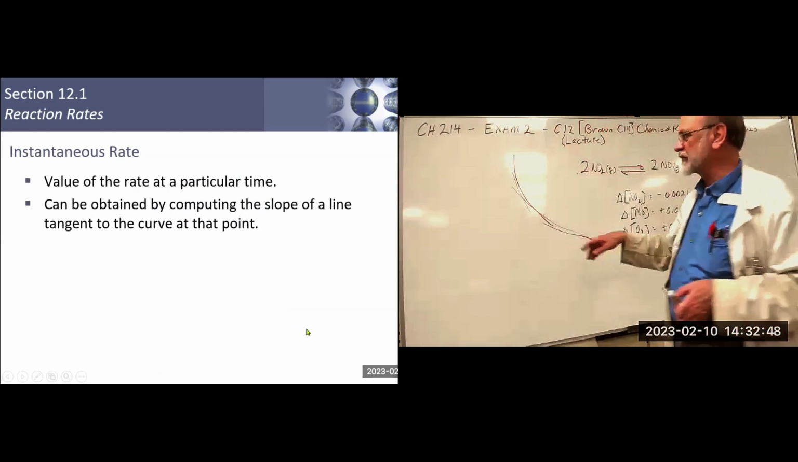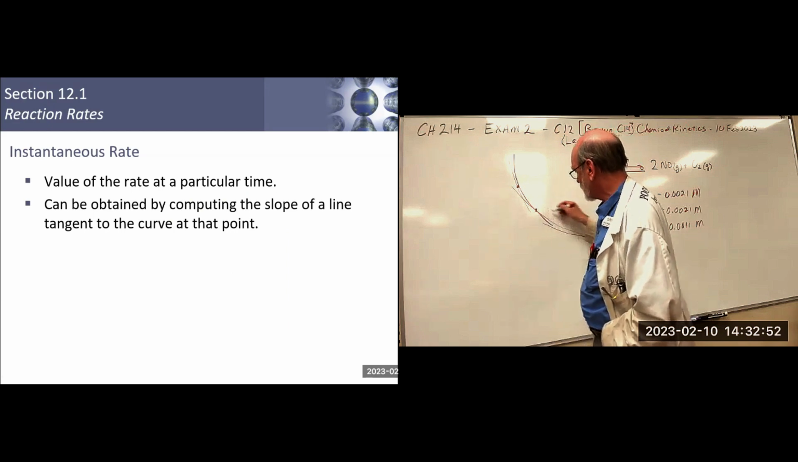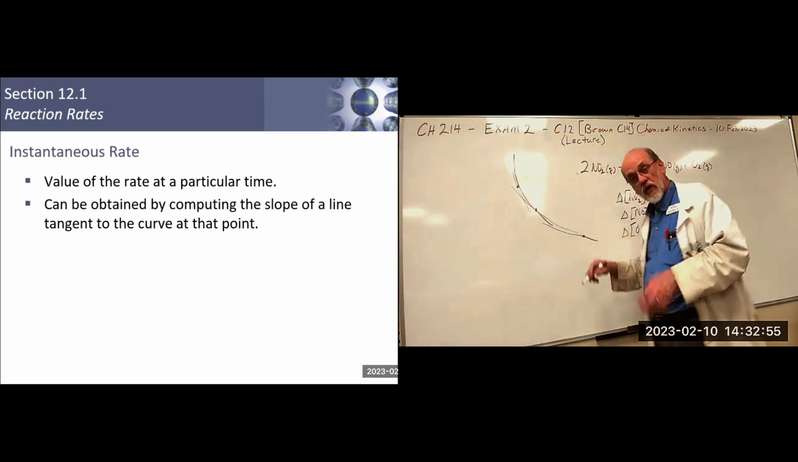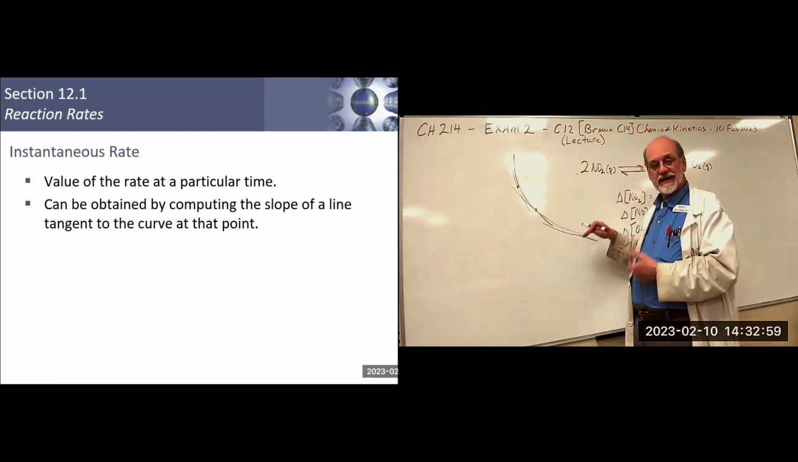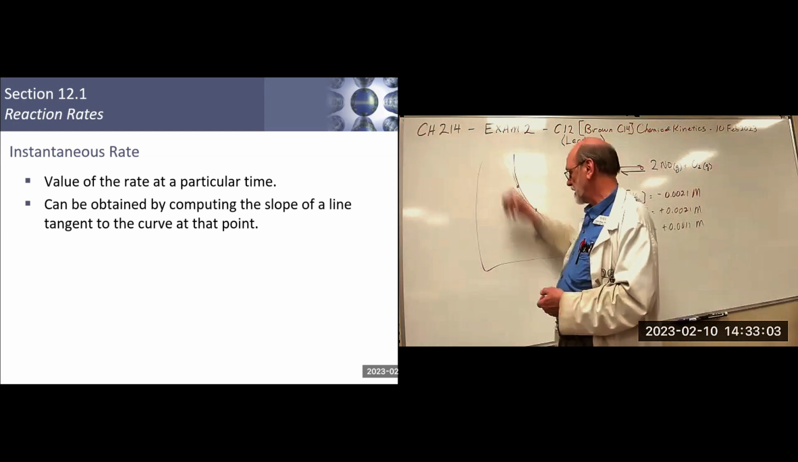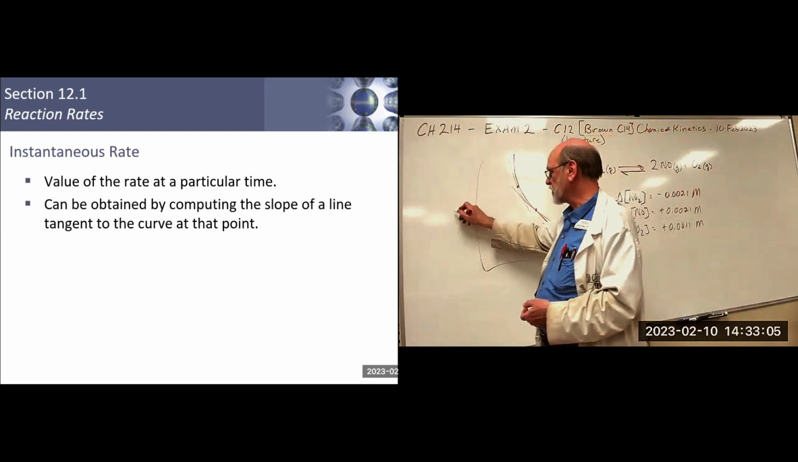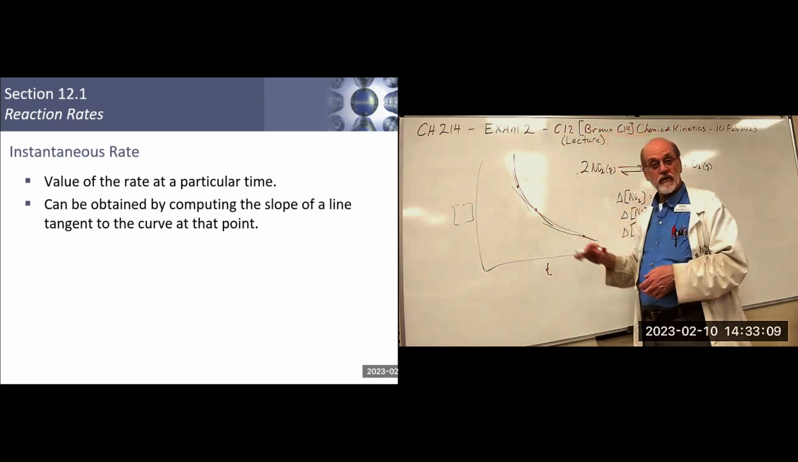That's what's called the instantaneous rate. So at any one point along here where you have a tangent, you can draw a tangent straight line on that curve. That's the instantaneous rate at that particular time. So if we have time on this scale and concentration over here, then the instantaneous rate is changing.